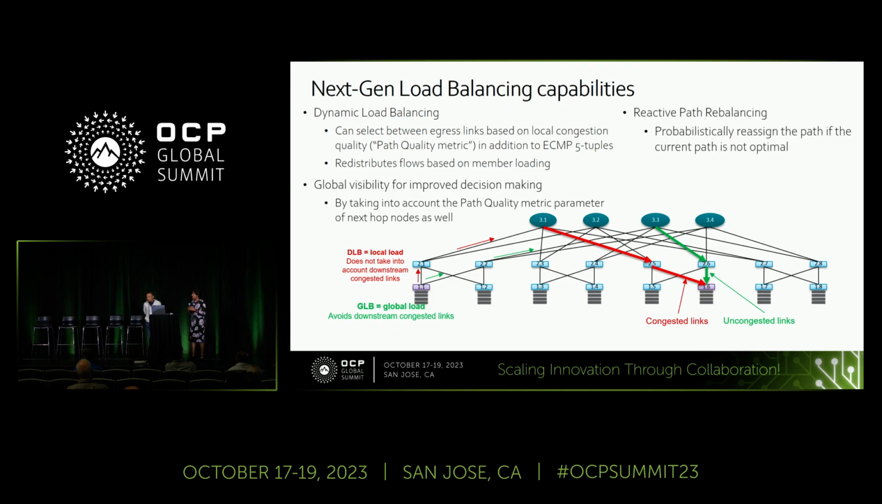The next is the reactive path rebalancing. So here you are probabilistically reassigning the path if the current path is deemed not optimal, or if the current path is seeing congestion. And then fast link failover. So here, of course, as Shishao was talking about, failure points, whether link failures or device failures, become very critical in AI networks. So here, if there is a failed link, in hardware it automatically steers traffic to the next link. And this is done in less than 500 nanoseconds.